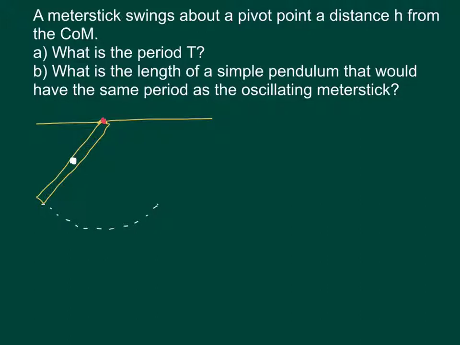This is going to swing in a nice circular path. We'll treat it as a small enough angle to be in simple harmonic motion. The first thing we want to know is what is the period T of this meter stick. Again, this is a physical pendulum because it's not just a point mass at the end of the string. So we're going to need our period equation for a physical pendulum, which is T equals 2 pi times the square root of the moment of inertia I over mgh, where h again is the distance between the pivot point and the center of mass.